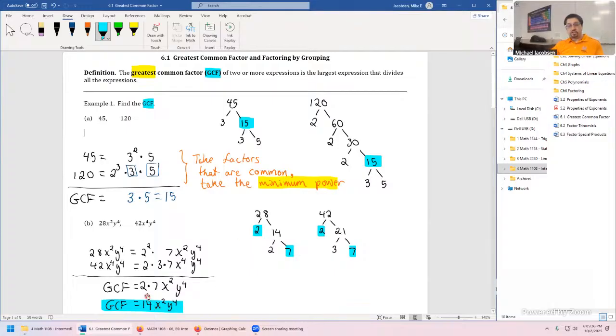It's the largest expression in terms of, that's the biggest number, 14, that divides both 28 and 42. And these are the highest powers on x and on y that would do the same, dividing into this one and into this one. So what we really want to do is factor out the greatest common factor, but this gets us started, just knowing what the greatest common factor is in the first place. Well, any questions, folks, on getting through part B?